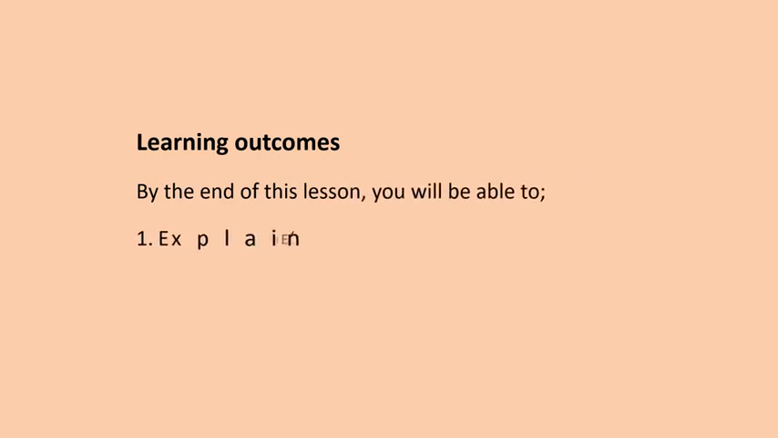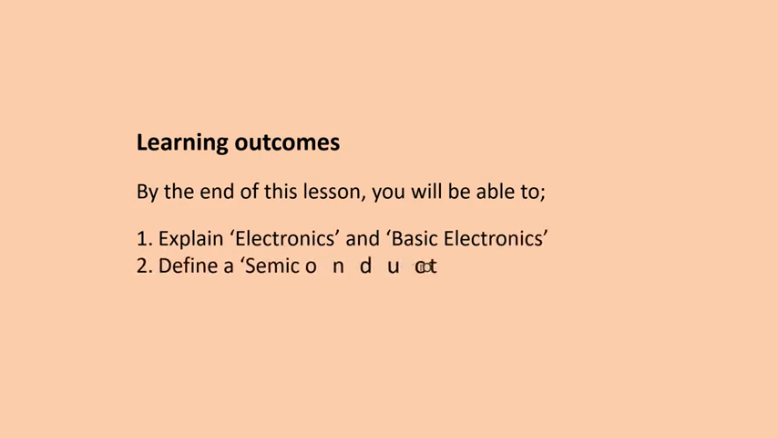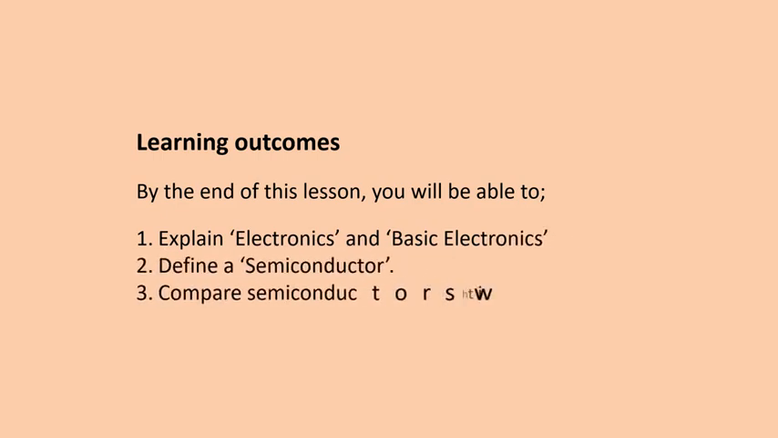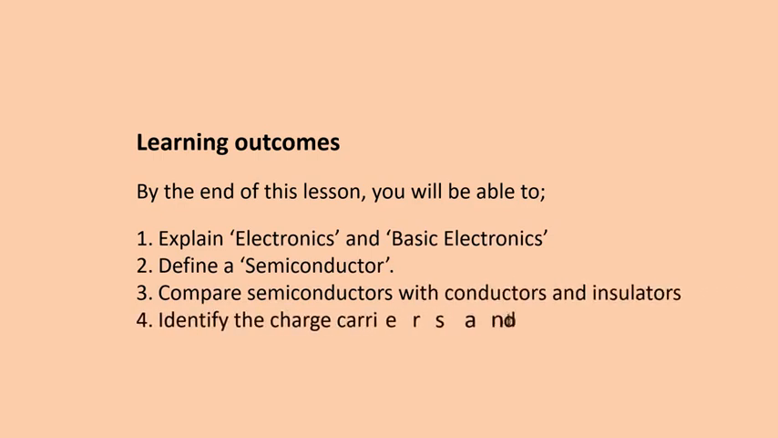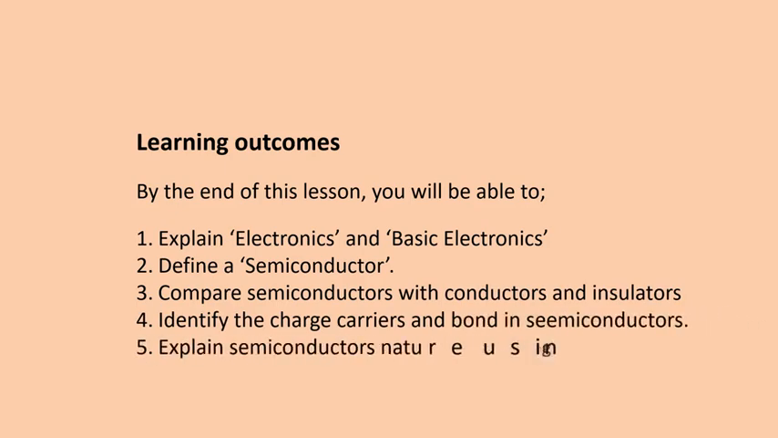Learning outcomes. What are we expecting to learn in this lesson? By the end of this lesson, you will be able to explain electronics and basic electronics, define a semiconductor, compare semiconductors with conductors and insulators, identify the charge carriers and bond in semiconductors, and explain semiconductors' nature using the energy band theory.